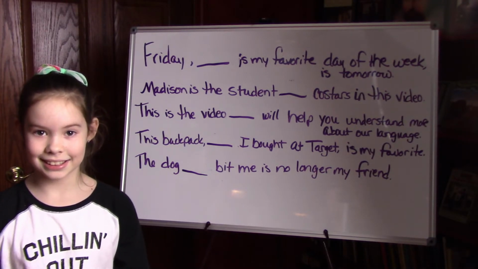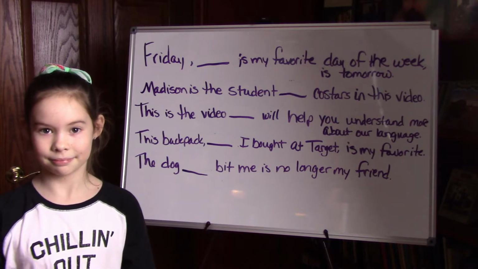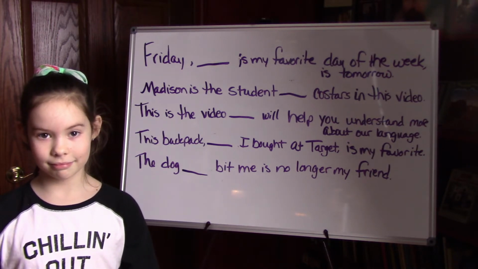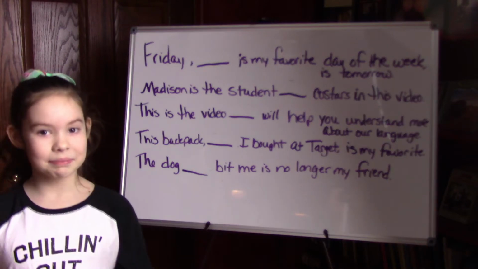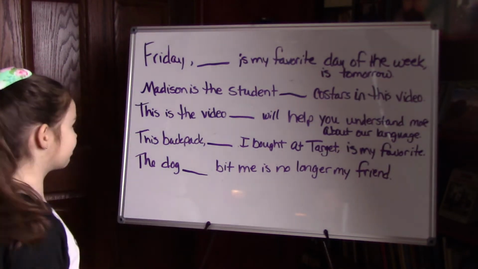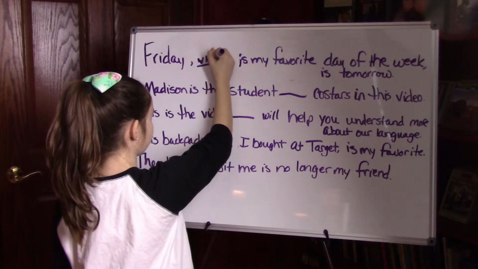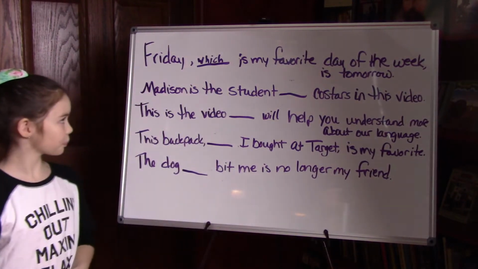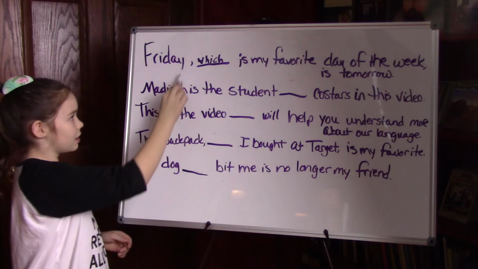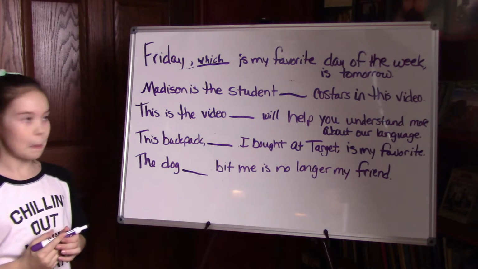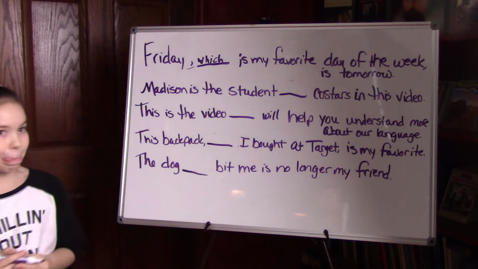Let's see now if our student can choose the right words to fill into these sentences for practice. Madison, are you ready to start? I'm ready. Okay, first sentence says Friday, comma, which is my favorite day of the week, comma, is tomorrow. And you put which. Why did you use which there? Because there's a comma. And which always comes after a comma unless it's the first word in a question.